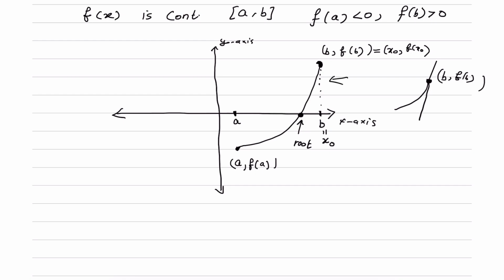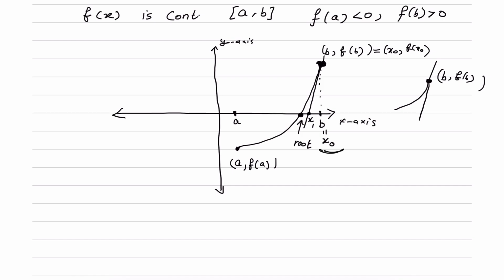Coming back to this shape, so we draw the tangent line at point B, f of b. So this tangent line touches the curve at point B, f of b, extend it downwards. So this tangent line cuts x-axis at a point. Let's call this point x1.